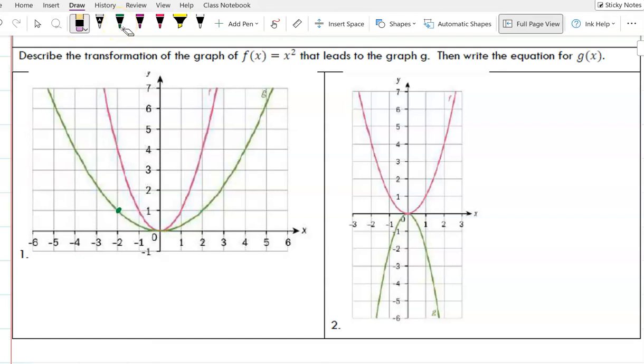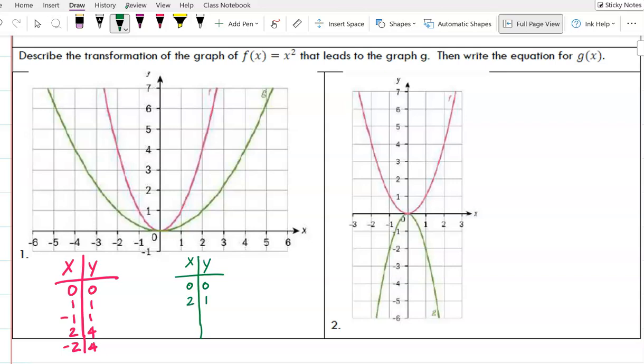And I should make this red. It's kind of 1, 1, negative 1, 1, 2, 4, and negative 2, 4. And then I have x, y, and that's 0, 0, and 2, 1, and negative 2, 1. Okay. So I have to see how that got transformed.